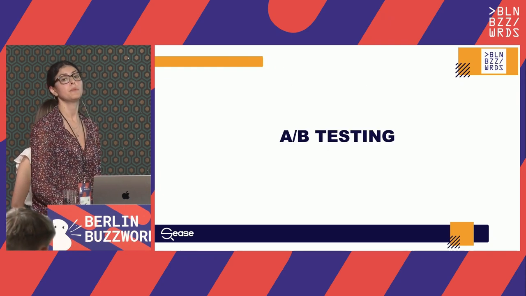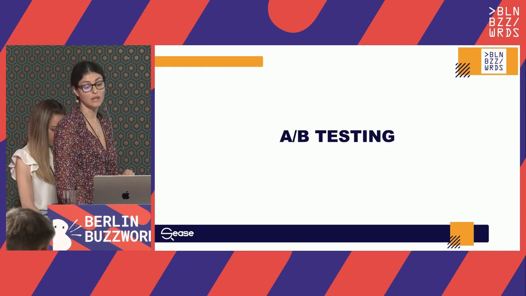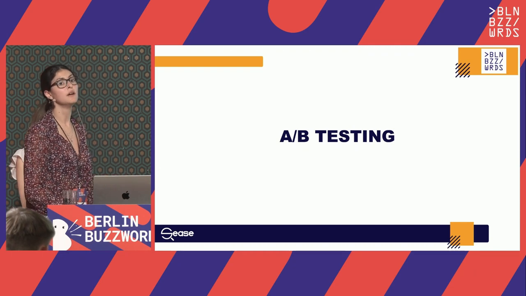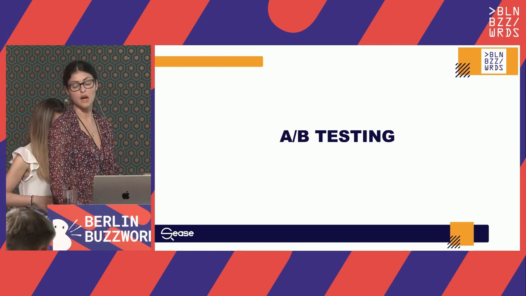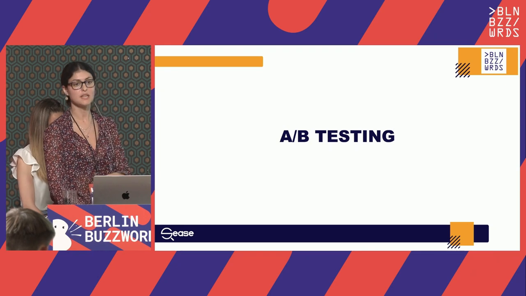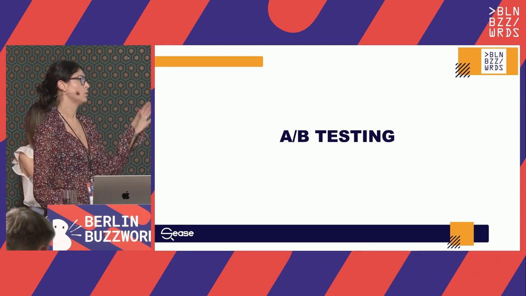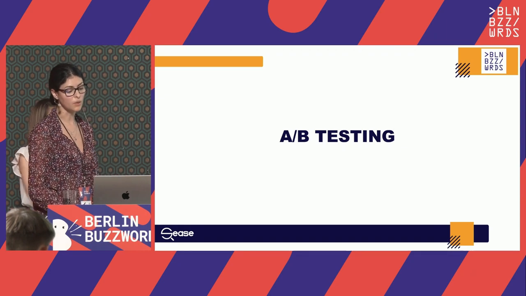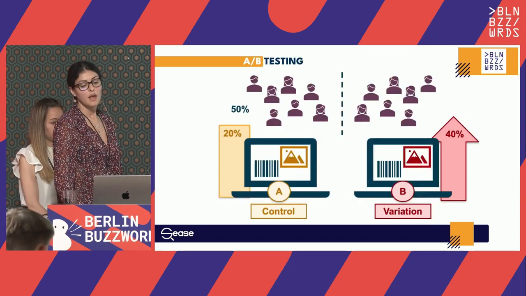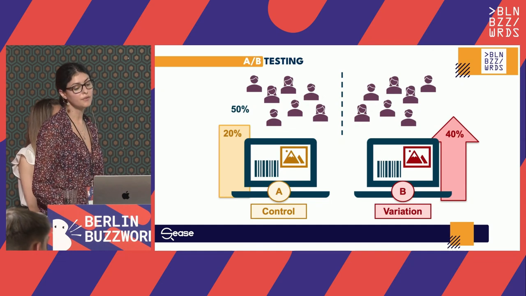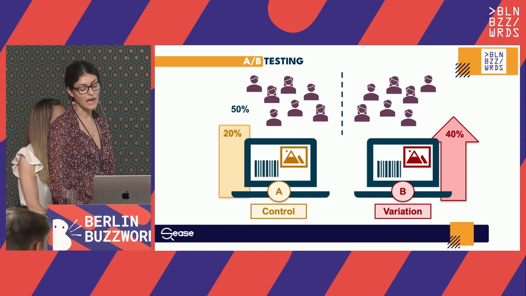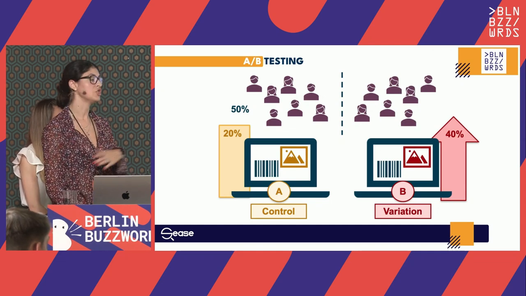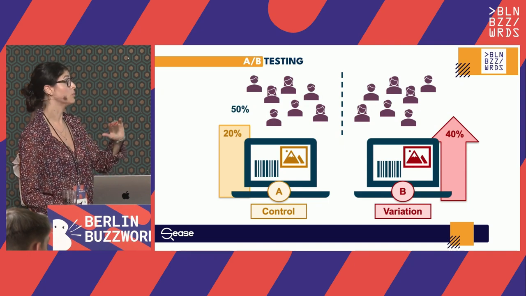So how can you compare different models online? There are two types of online testing that are popular in the industry, A-B testing and interleaving. In this talk, we will just focus on A-B testing because it's the one that we have used in our implementation. As you can see from this slide, in A-B testing, generally, we compare two models.